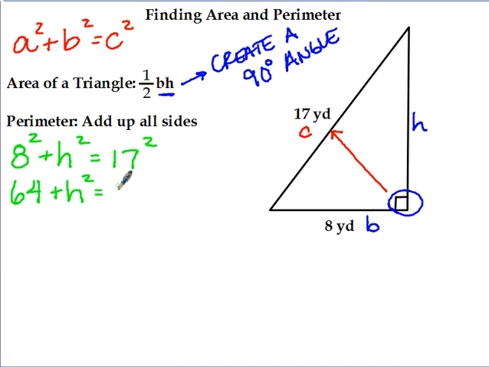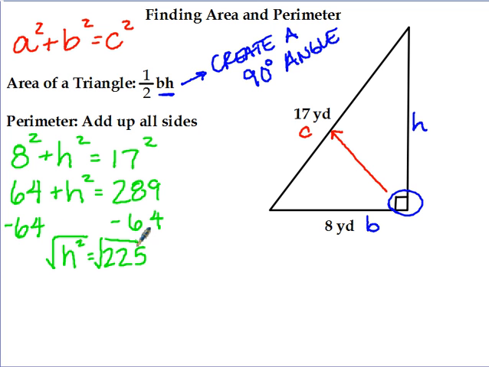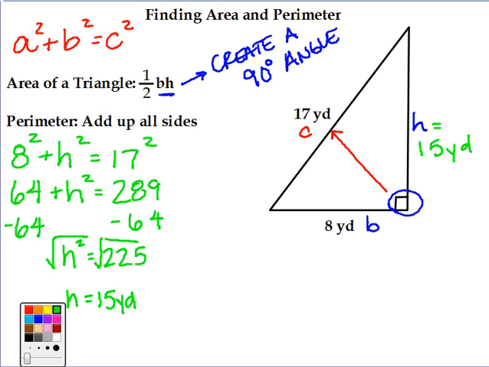So I'm going to square both of these numbers. I'll subtract 64 from both sides. And now to get rid of that square, I need to take the square root of both sides. So h is going to be 15 yards. So that's this side. Now I can find the area and the perimeter.